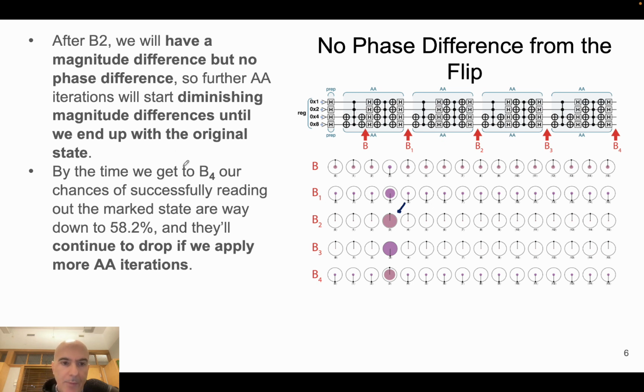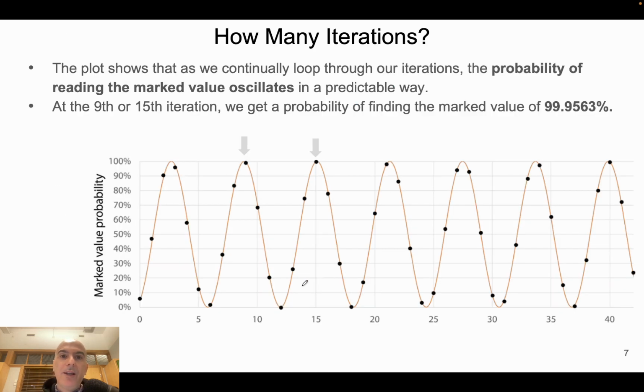So by the time that we get to B4, our chances of successfully reading out the marked state are way down to 58.2%. And they will continue to drop if we apply more amplitude amplification iterations. So the question that we might have is how many iterations of the amplitude amplification we need to do.